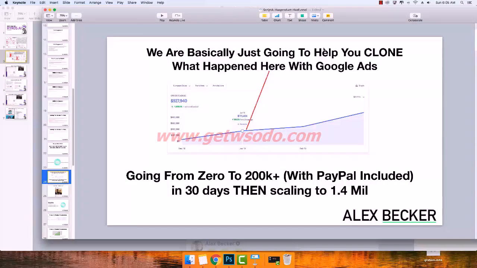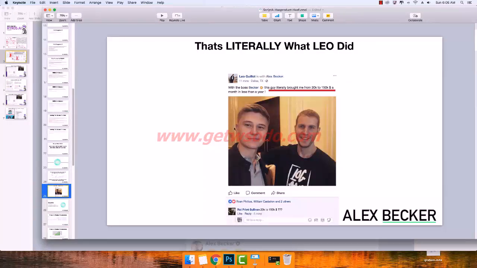We're basically going to clone what happened here with Google Ads to your business. You can see Alex went from 0 to almost $200,000 a month, well over $200,000 a month when you include PayPal. And in 30 days, he was able to start scaling this nearly to $1.4 million a month, as you can see right here. And you can see exactly the results people have gotten. Leo, for example, copied exactly what Alex is doing and went from $20,000 to $150,000 a month.